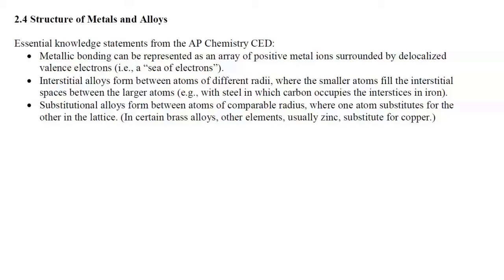the larger atoms. So, for example, with steel, in which carbon occupies the interstices, or the spaces in between the atoms of iron. Substitutional alloys form between atoms of comparable or similar size, radius, where one atom substitutes for the other in the lattice. In certain brass alloys, other elements, usually zinc, substitute for copper.